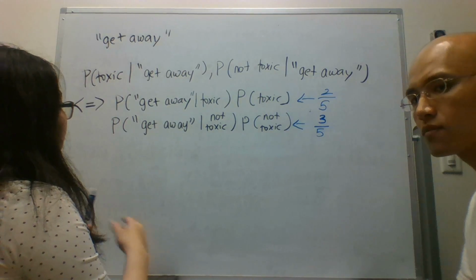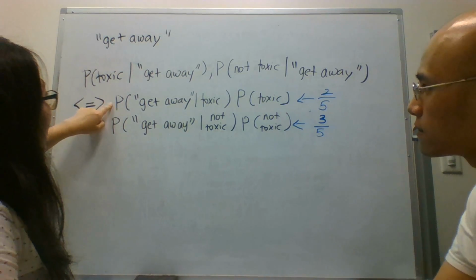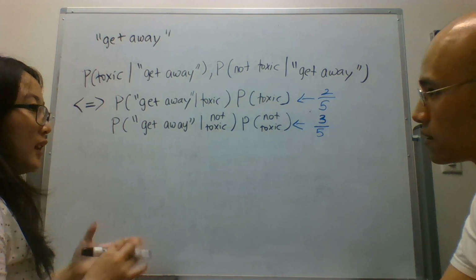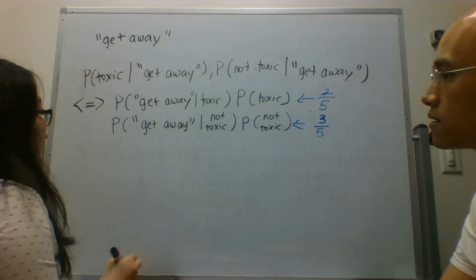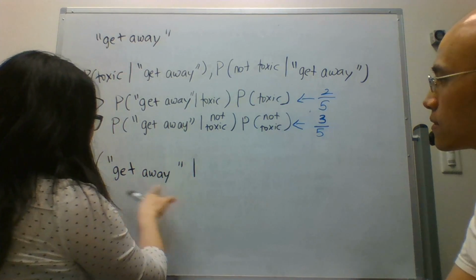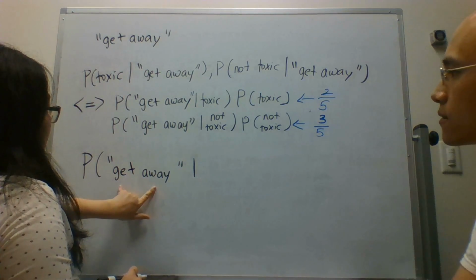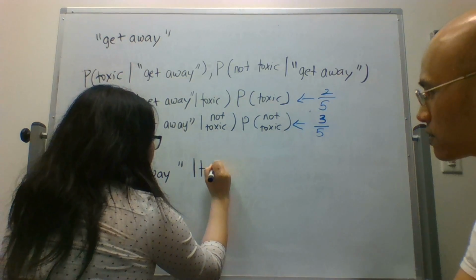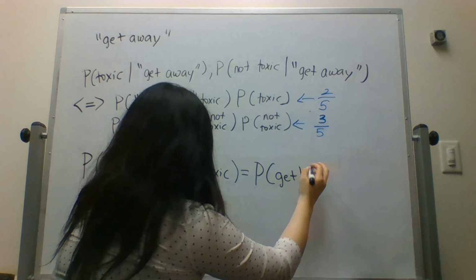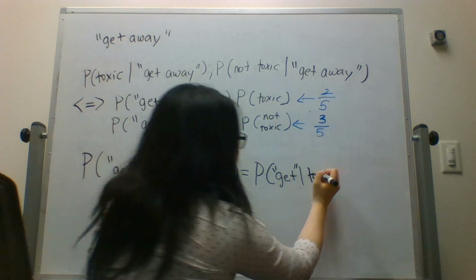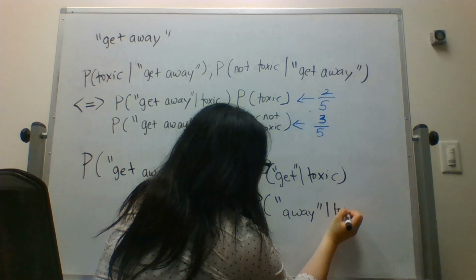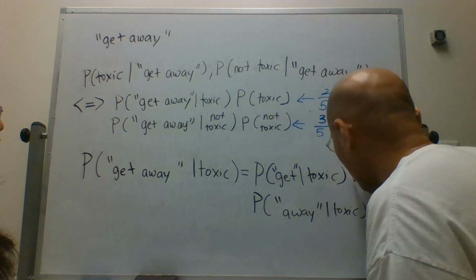Let's start by calculating the probability of observing the phrase "get away" when we know the phrase is toxic. By the conditional independence clause of the naive Bayes classifier, this is equivalent to the intersection of the word "get" and the word "away". This gives us the probability of "get" given toxic, multiplied by the probability of "away" given that it's toxic.